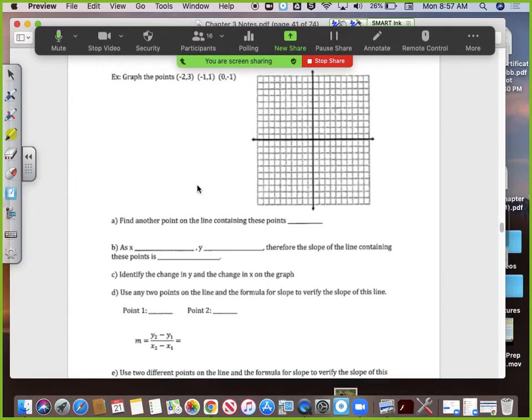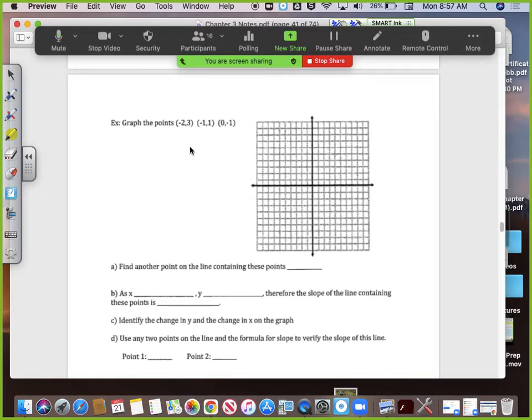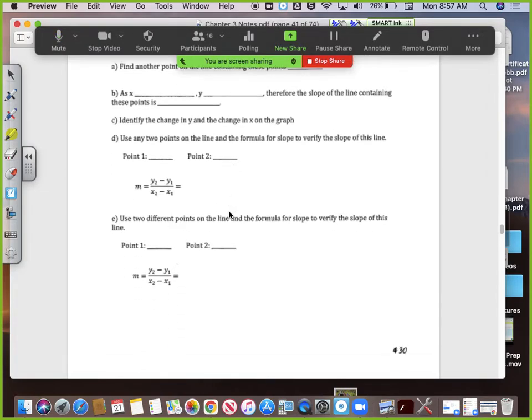All right, so you could have chosen the first and last, -2, 3, and 0, -1, or -1, 1, and 0, -1, and you should verify that that slope is still -2.